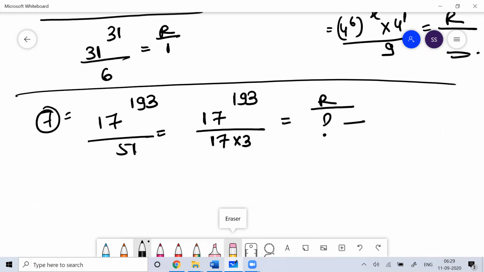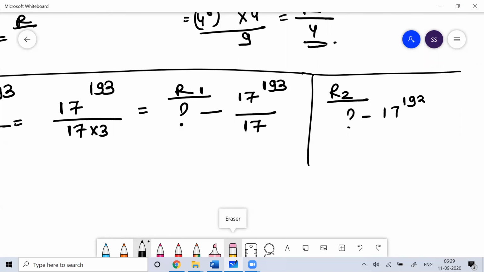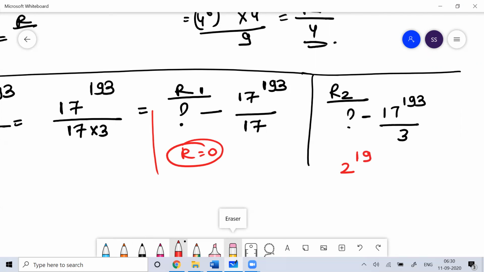I'll find the remainder when 17 to the power 193 is divided by 17. Gradually, I'll find the remainder when 17 to the power 193 is divided by 3. So 17 to the power anything divided by 17, the remainder is 0 only. Now divided by 3, this is nothing but 2 to the power 193 divided by 3, because 3 fives are 15, so the remainder is 2.